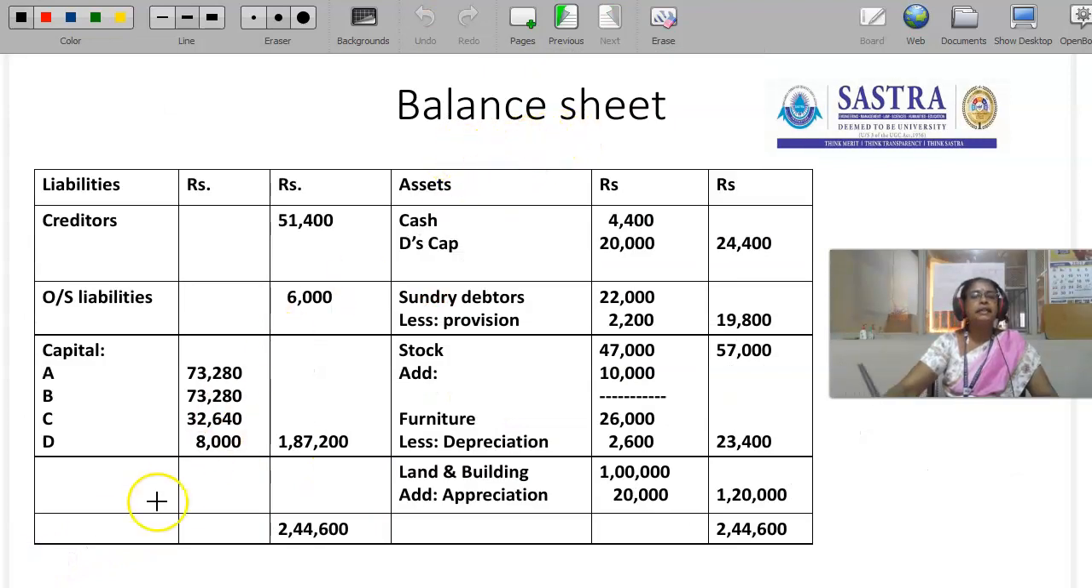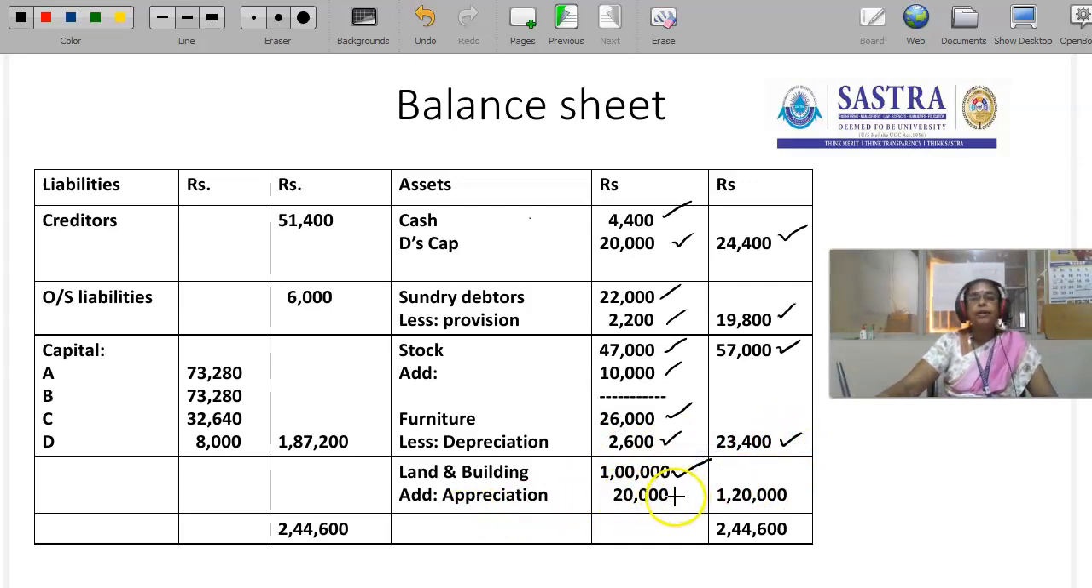Balance sheet, asset side. Cash: the balance in the balance sheet is 4,400. D brings cash of 20,000, so the total cash is 24,400. Sundry debtors 22,000. The provision is 2,200, which we have to deduct, so we get 19,800. Stock appreciated, so 47,000 plus 10,000 is 57,000. Furniture 26,000, with 10% depreciation of 2,600 deducted, we get 23,400.